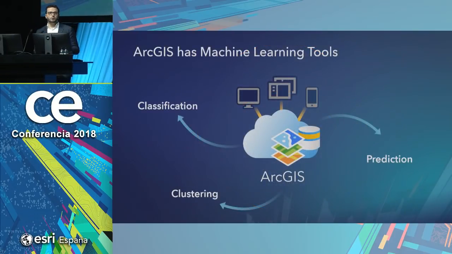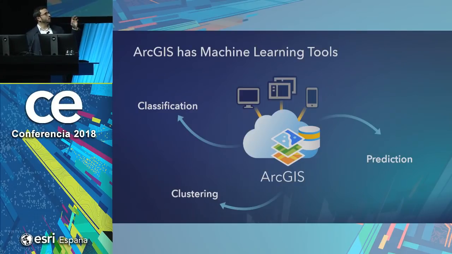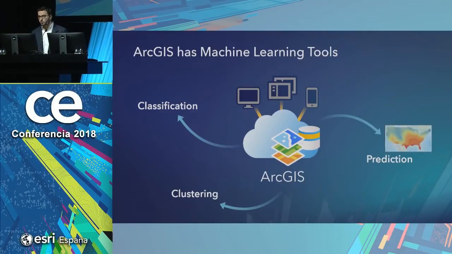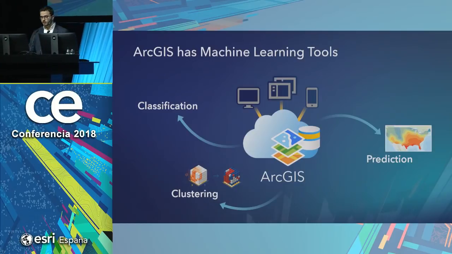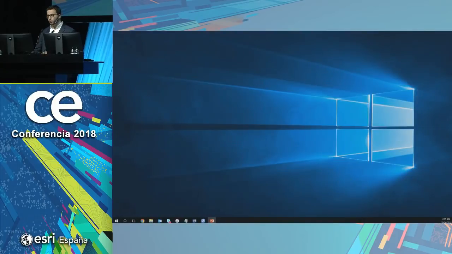We have machine learning tools in ArcGIS that we have been building for years. And these range from prediction, clustering, and classification tools. You can use the machine learning tools in ArcGIS to make predictions, find interesting subsets in the data using clustering, and even make classifications in imagery. And I want to show you some quick demos for those.